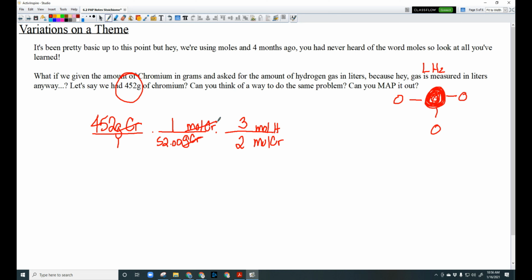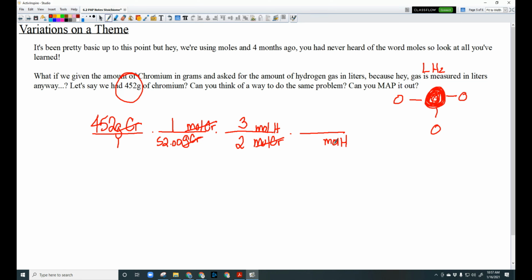Okay, cancel what you can cancel. So now we're in moles of hydrogen. Is that what I want for my answer? No. So we have to do another conversion factor. Okay, start back with question number 1. What unit do we want to get rid of? Moles of hydrogen. Where do I put it? Cross-canceling, opposite of where it is, so on the bottom here.